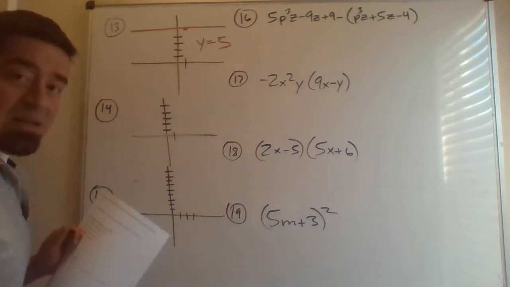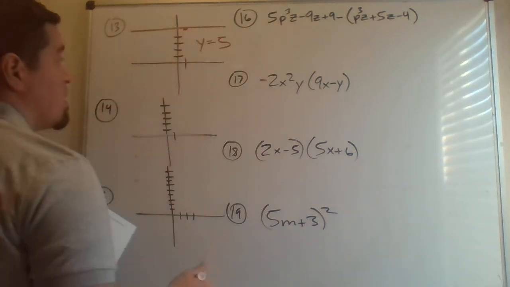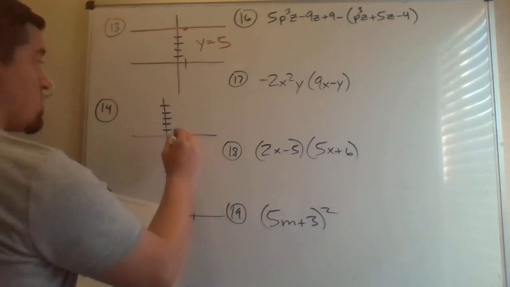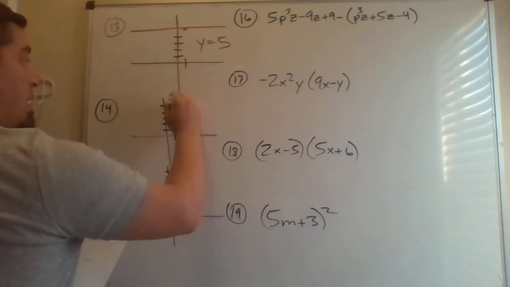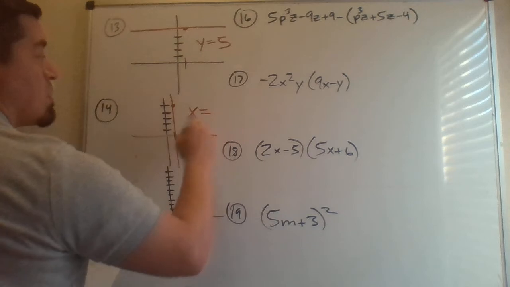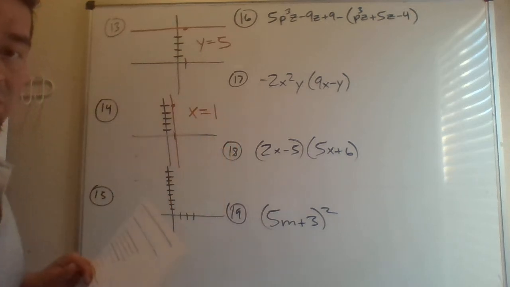Okay, any horizontal line is written as y equals 5, or y equals whatever number it goes through on the y-axis. 14 says you want a vertical line that goes through 1, 5. There's 1, 5. I want the vertical line. Any vertical line is going to be x equals the number that it goes through on the x-axis. So in this case, it's x equals 1.